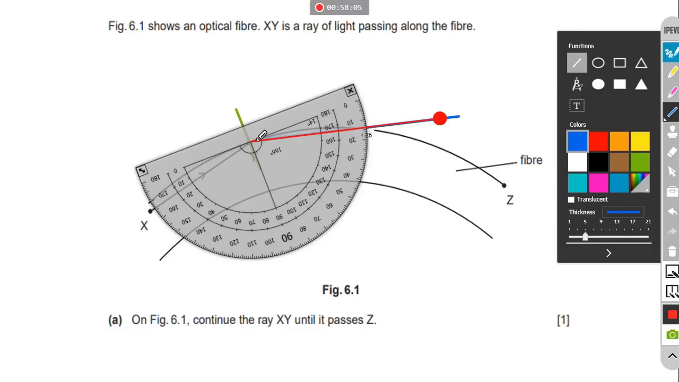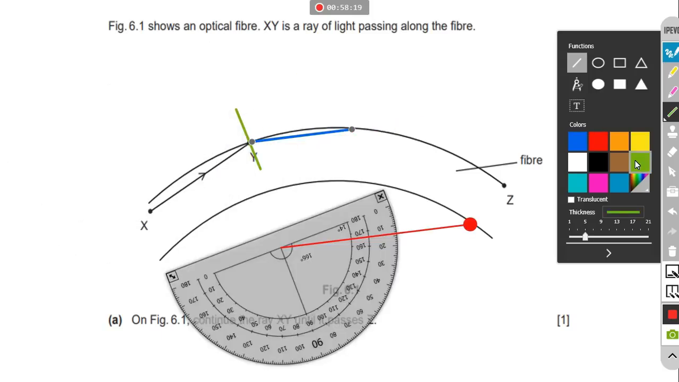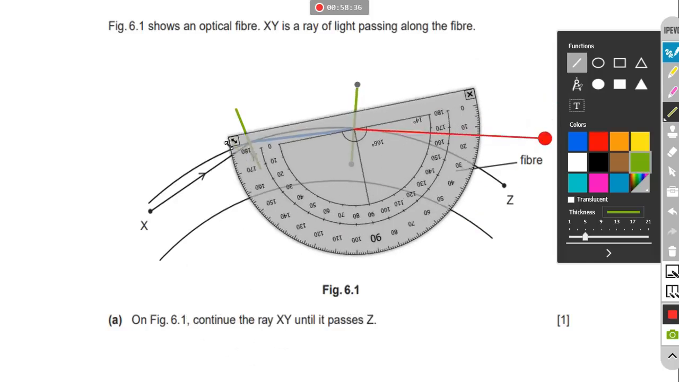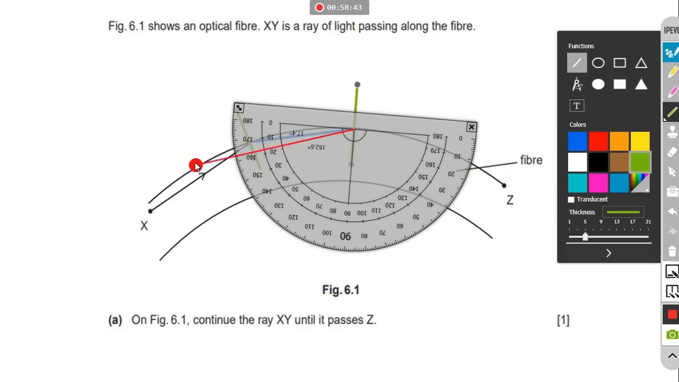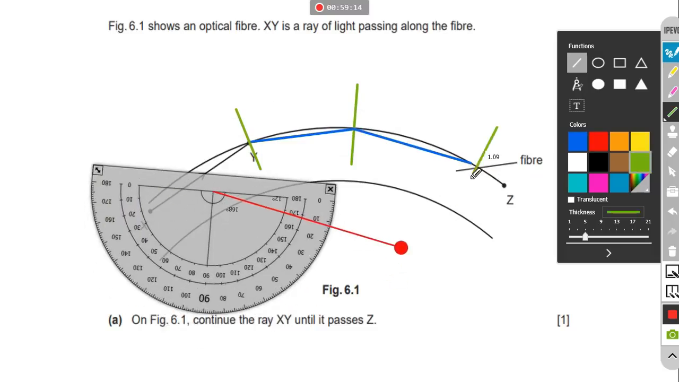I'm going to use blue until it reaches the other surface, exactly on the line. And then from there we also draw another normal line, and from there same thing. So this is at about 168, so we come over here. Alright, draw it until it touches the surface again, and from this point draw the normal line.